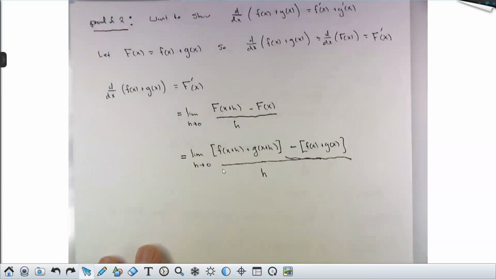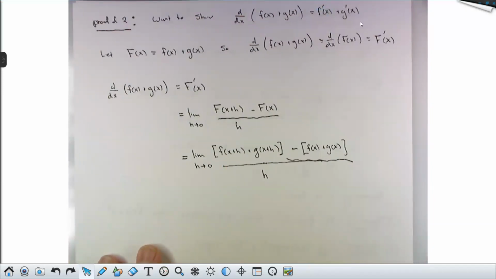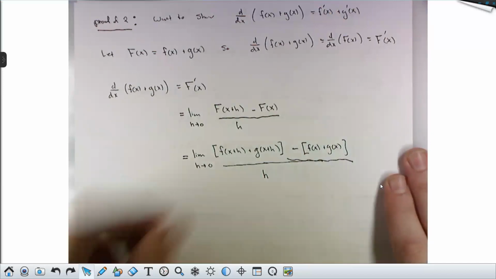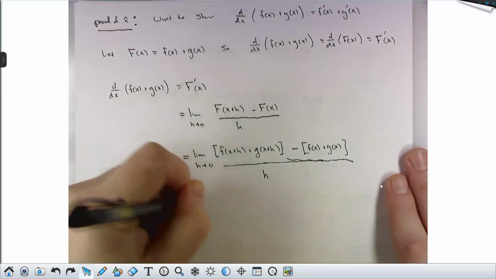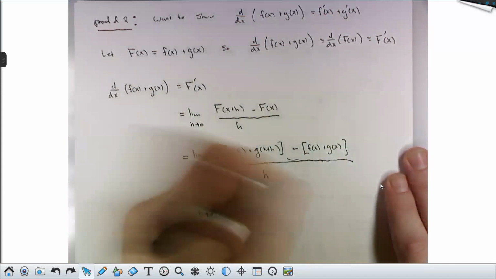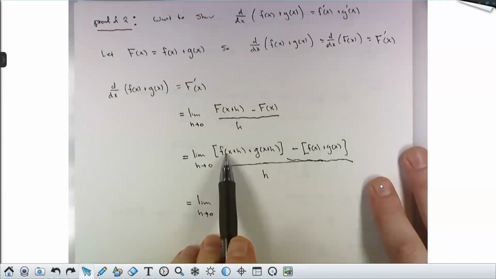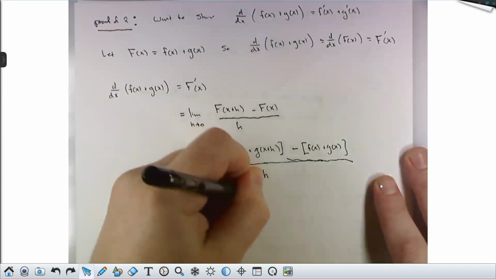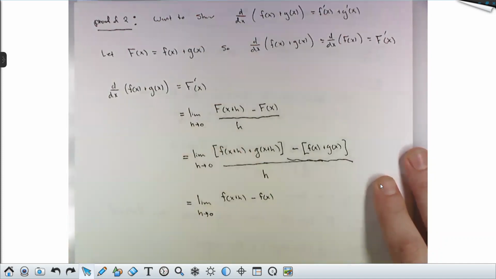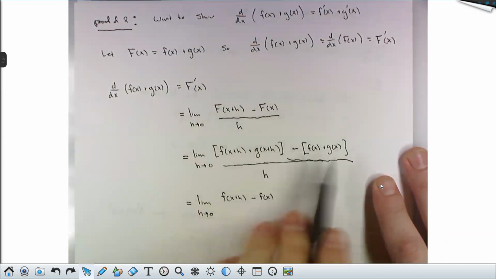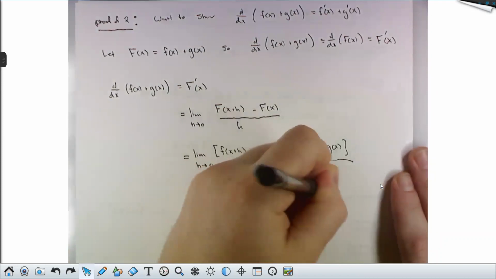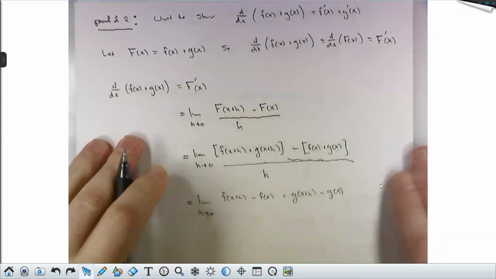And remember what we're shooting for here. We're shooting for little f prime plus little g prime. So I'd like to rearrange this expression into the difference quotient for little f plus the difference quotient for little g. And all that's necessary there is distributing the negative and grouping some terms. So I have f of x plus h minus f of x. I'll just put those two next to each other. I have g of x plus h minus little g. So I'll put those next to each other. And then everything still divided by h.